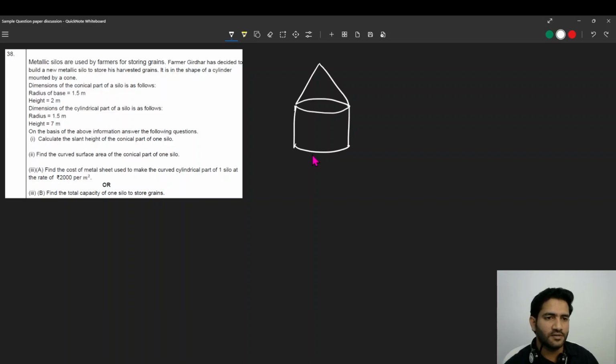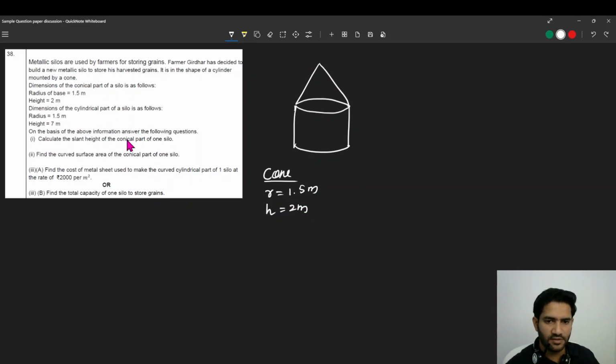Okay. Now the radius of the base is given. In case of cylinder, or you can consider first of all the cone, because the first question is related to the cone. So for the cone, the radius of the base is given as 1.5 meter, and the height of the conical part is given as 2 meter.